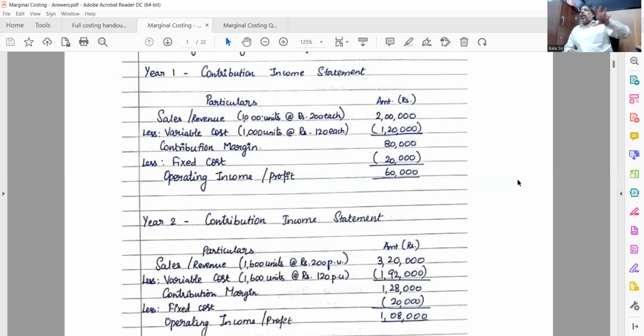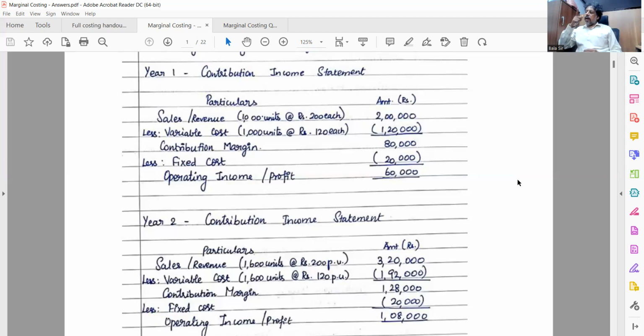That means each unit sold by the company contributes rupees 80. So the 1,000 units sold is contributing rupees 80,000. But after absorbing a fixed cost of 20,000 rupees, you still have 60,000 rupees extra contribution, which is nothing but your operating profit. That is, the contribution amount in excess of fixed cost is your profit. Think about that.